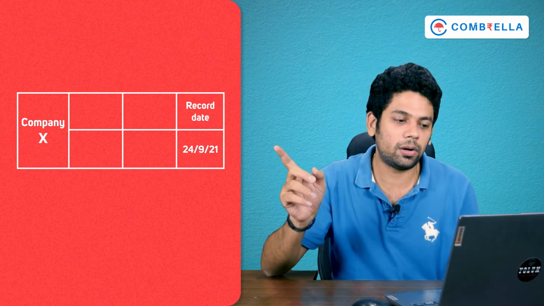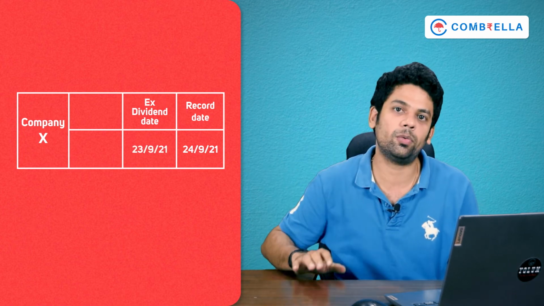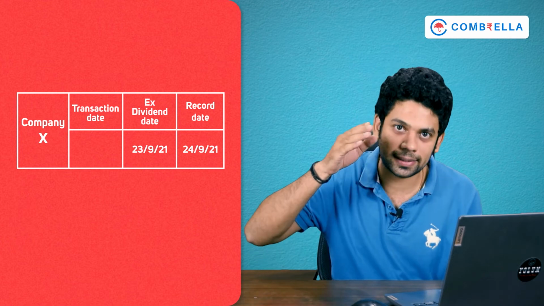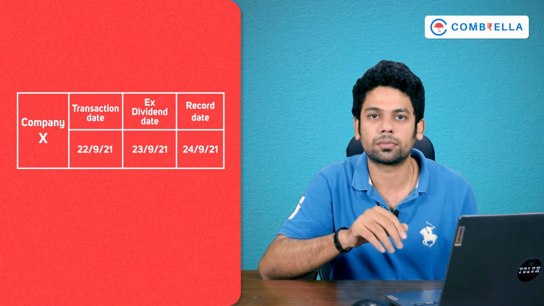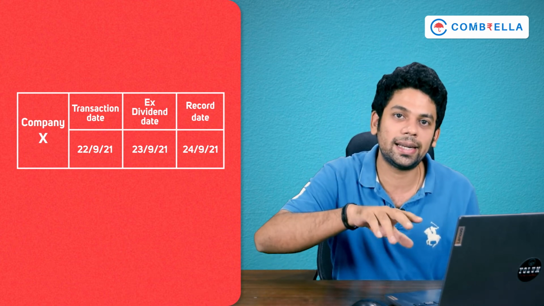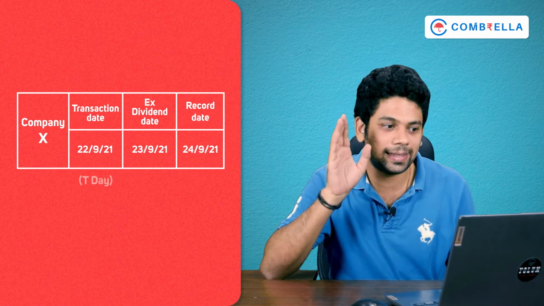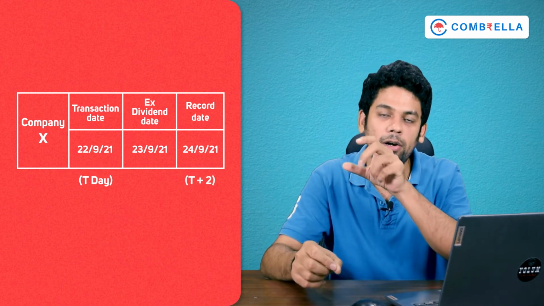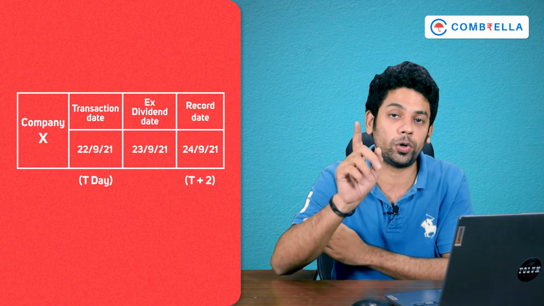Okay, now if the record date is 24th September, then the ex-date fixed by the stock exchange would be 23rd of September 21. Okay. Which means that you need to make the transaction of purchase of shares on or before 22nd of September. Only then the shares will come in your demat account on 24th of September, which is the record date. So 22nd September is the T day, transaction day, and 24th September will be T plus 2, which is the record date, and on that date your name will appear in the register of members of the company only if you purchase the shares on or before 22nd of September.